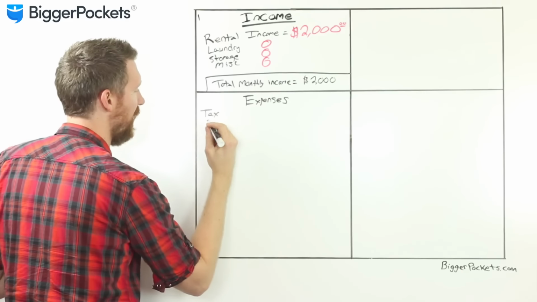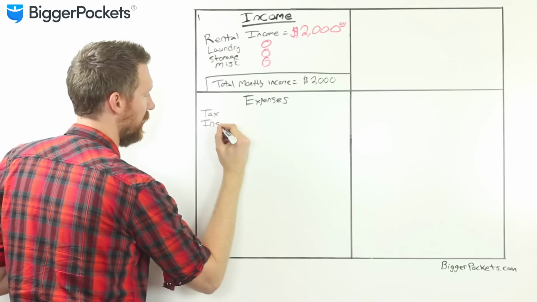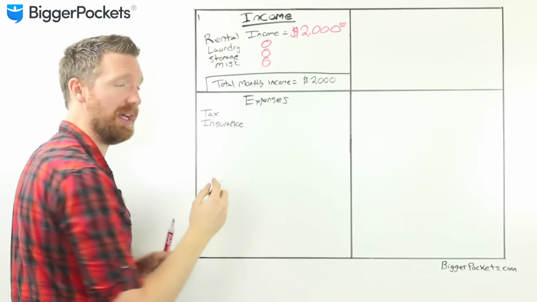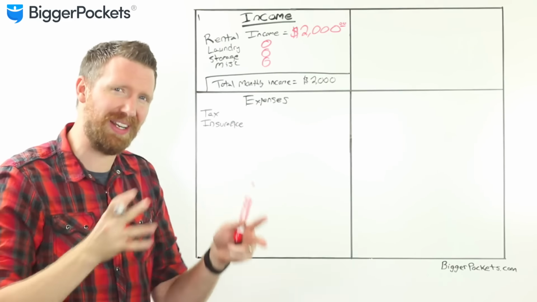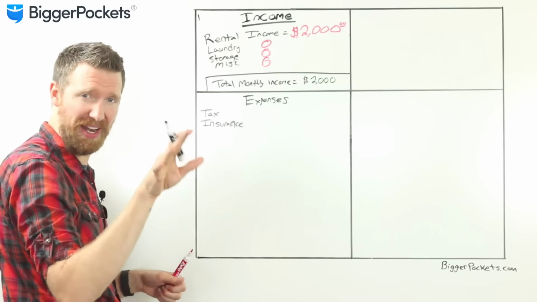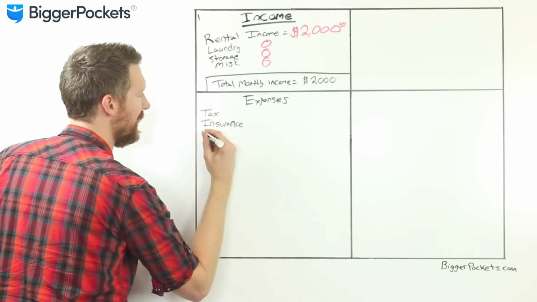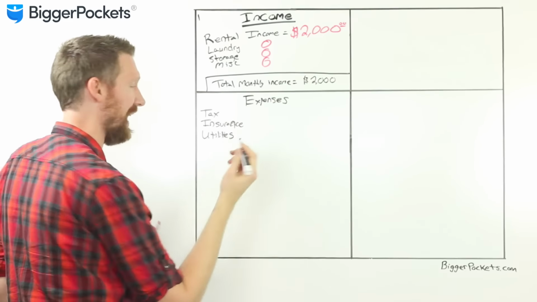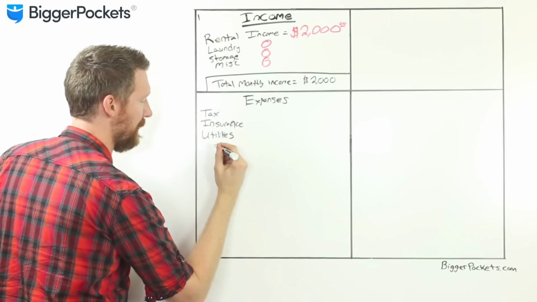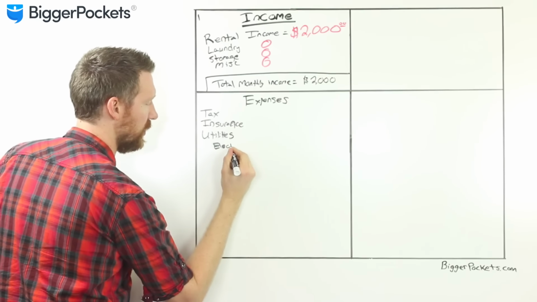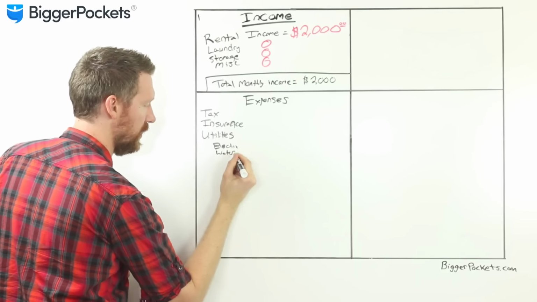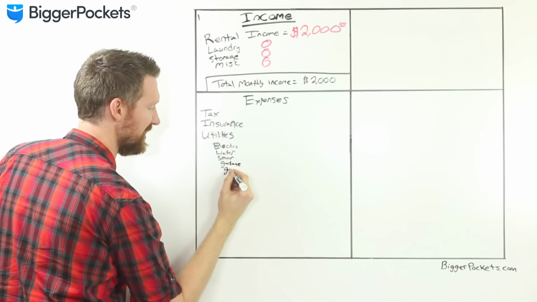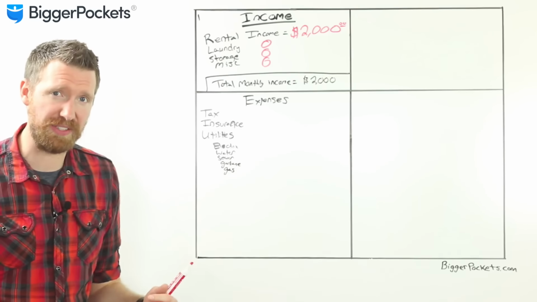So we've got our taxes. We've also got insurance on a property. Now sometimes tax and insurance is incorporated in the mortgage. We'll talk about the mortgage in a little bit, but for now let's go taxes, insurance, and then we've got utilities. And utilities is made up of a number of things. For example, it can be made up of electric, water, sewer, garbage, and maybe gas. Those are the most common utilities for a property.